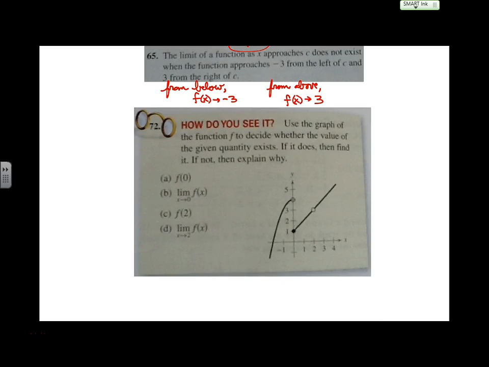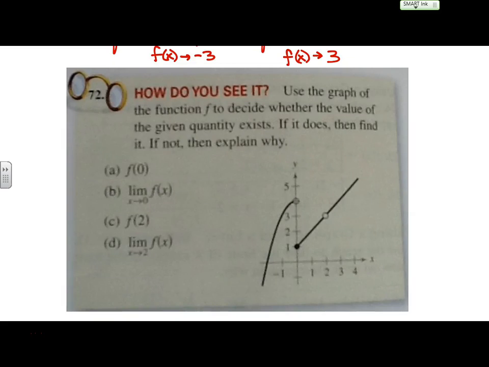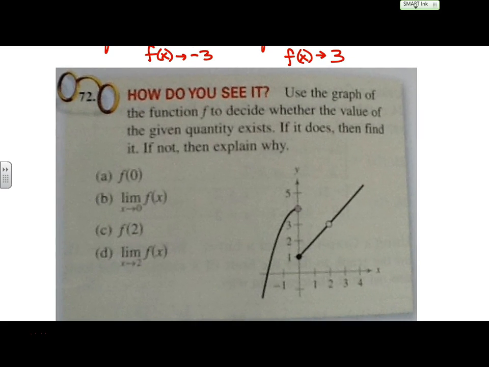How about number 72? Can you see it? Okay. I have a function, it's just the graph. I don't know who he is, he's just f. We'll just call that x.